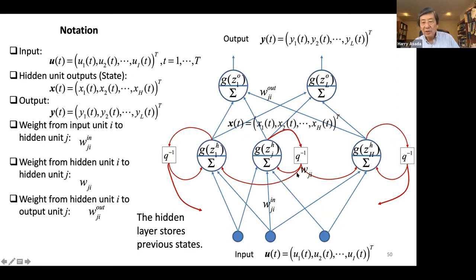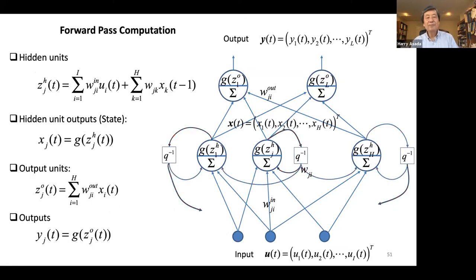Now this unit has no superscript, and the others have a superscript. These weights represent the connections among the hidden units. Okay, so that's the notation. Is this clear? Okay, so only this part is unique.